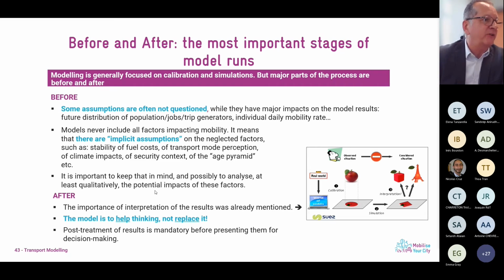in our place. I don't know if with artificial intelligence in the future there will be other kinds of models that could think in our place, but I think we still need to use our brain as the best tool. Post-treatment of results is mandatory before presenting them for decision making. Never present that. You need to present these interpreted results.